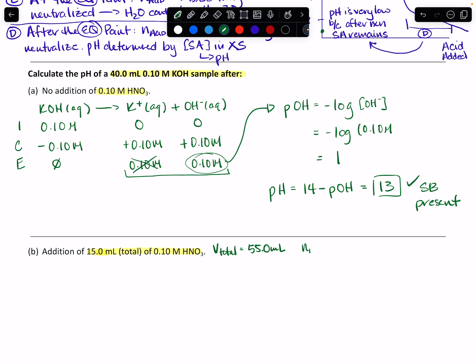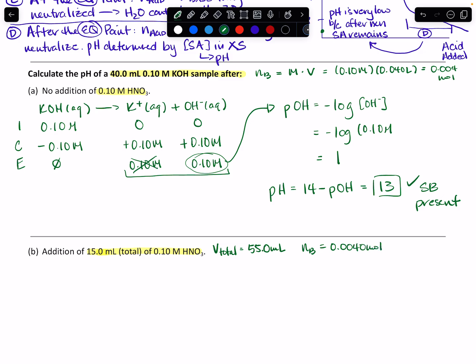So what I do is I determine the moles of base. I use that molarity, so moles of base is going to be equal to the molarity times the volume. So in this case, 0.10 molar times 0.040 liters is going to be 0.004 moles. So that's how many moles of base I have throughout the entire experiment. Doesn't matter how much it gets diluted because I cannot create or destroy any of that stuff. That's the amount I have.